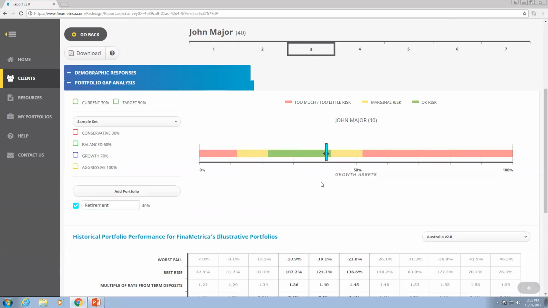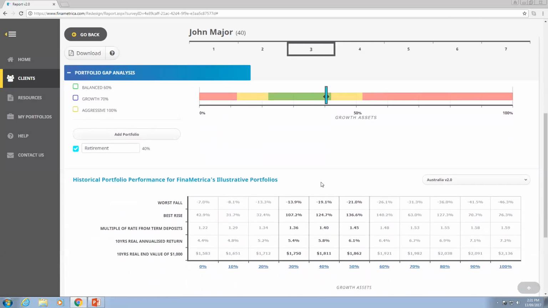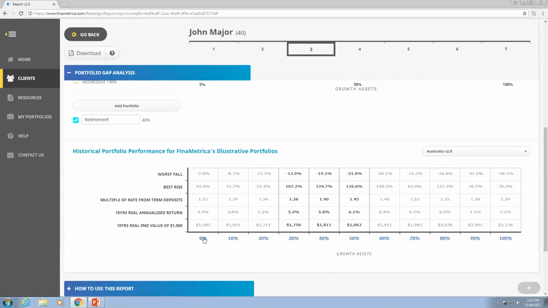Now, quite often, clients may not understand what a 50% growth asset portfolio means compared to, say, a 70% growth asset portfolio. To help manage clients' return and risk expectation, FinaMetrica has performed a historical analysis of 11 illustrative portfolios ranging from 0 to 100% growth assets.